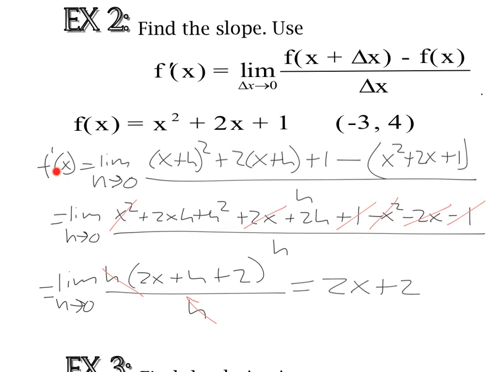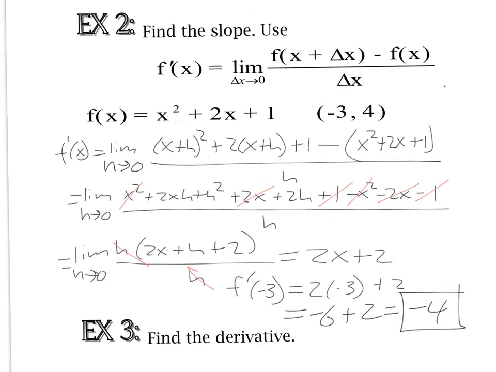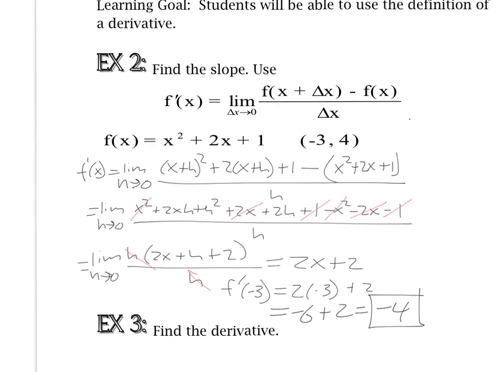Okay, so the derivative at any point x is just 2x plus 2. I want to know it at negative 3. So, what's the derivative at negative 3? Well, it's just 2 times negative 3 plus 2. And that's negative 6 plus 2, which is negative 4. So the answer to this is negative 4. The slope when x is negative 3 is negative 4. Okay. All there is to it.